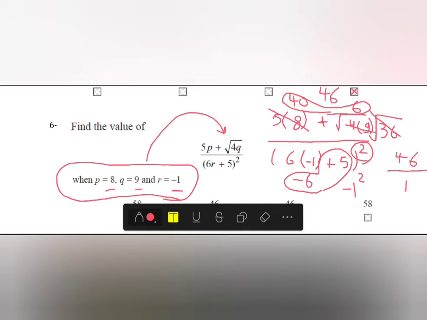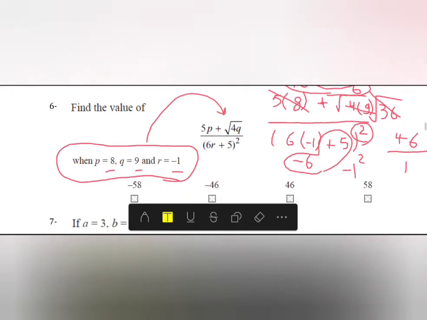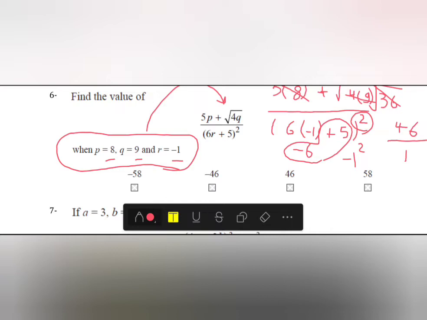And as I told you, you follow these steps because some questions will need you to write the steps for each question. Now, the last step here is what? It's 46 divided by 1. And the answer will be what? Very good. It's going to be 46. And this is how I answer a question like this. Now let's move on to the next question.